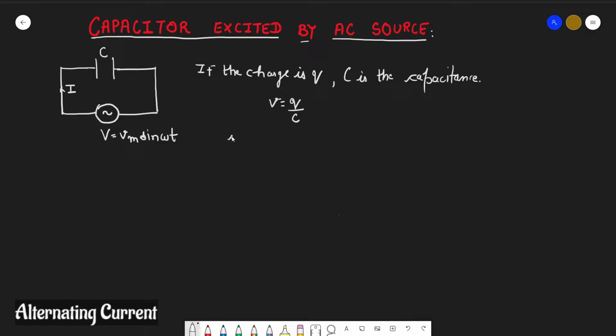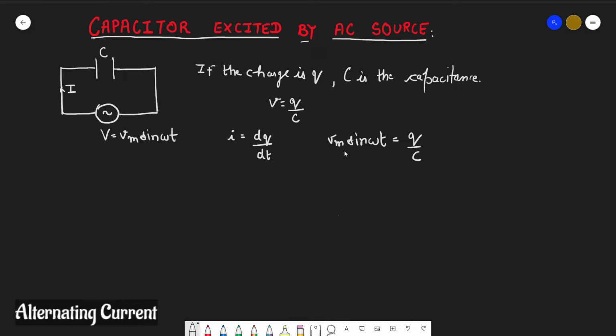So I want to find the expression for current. By the definition of current, the rate of change of charge with respect to time is nothing but current. So this is an expression, and in this equation, if I put the voltage as this, because anyway the voltage we are giving is this only, Vm sine omega t is equal to Q by C.